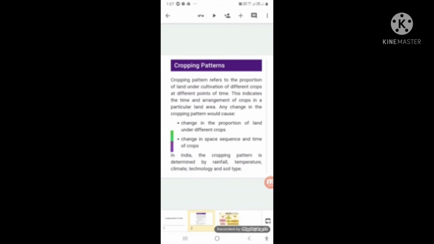The third one is the intercropping pattern. Intercropping is also a mixed cropping pattern, but here a sequence is followed. For example, in one row you have maize crops. After maize you have another row where you are cultivating beans. After that you can cultivate any other crop. So a sequence is followed. This is called the intercropping pattern.